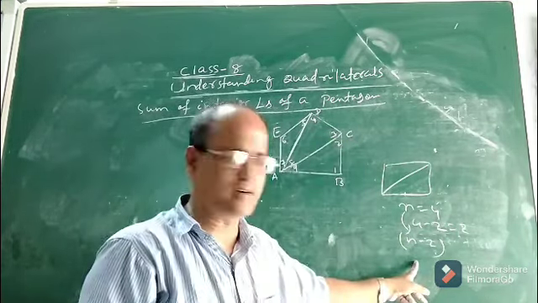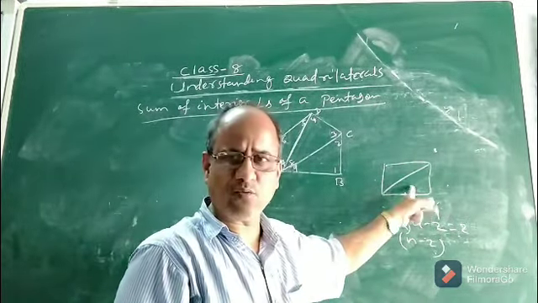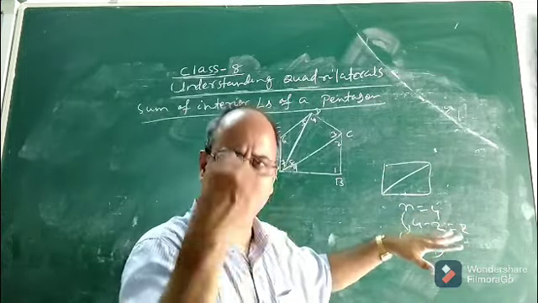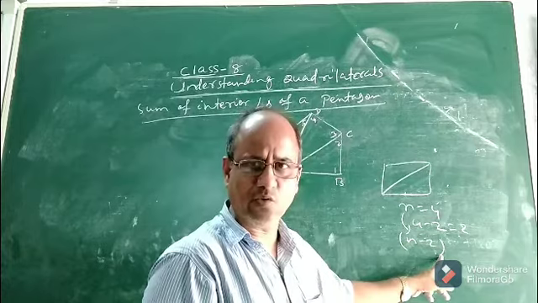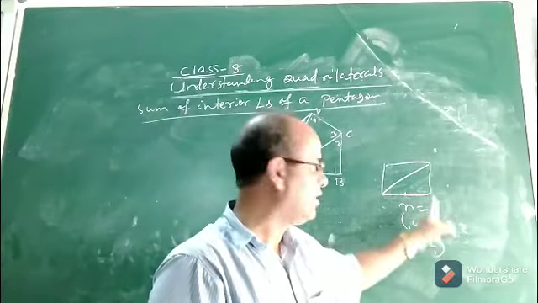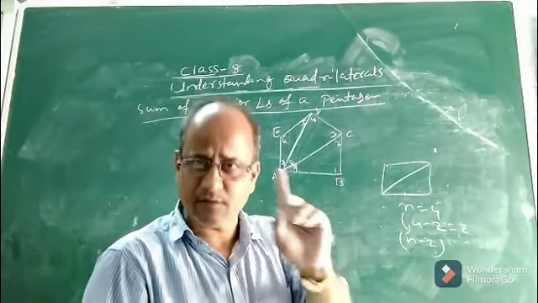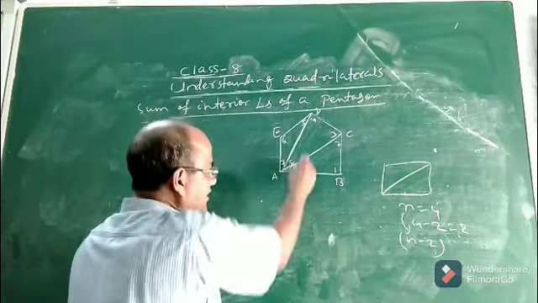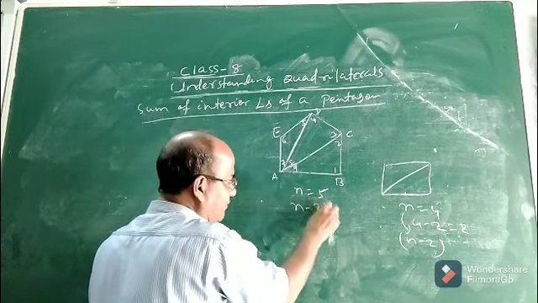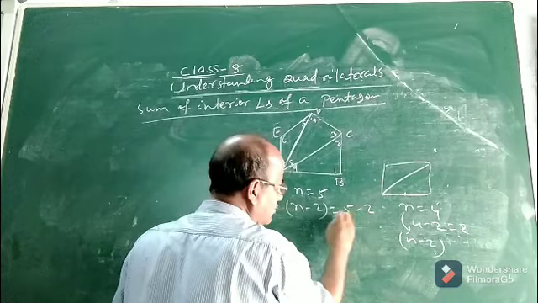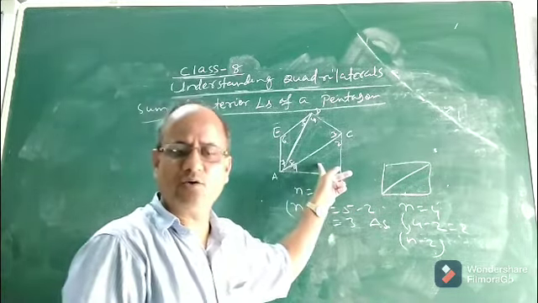So what I mean to say, children, is that in a polygon, whatever is the number of sides, here it is 4, so 4 minus 2, that is n minus 2, which is 2. That means the quadrilateral can be divided into maximum 2 triangles. But in case of a pentagon, here n equal to 5. Now the pentagon can be divided into n minus 2, that is 5 minus 2, that is 3 triangles.